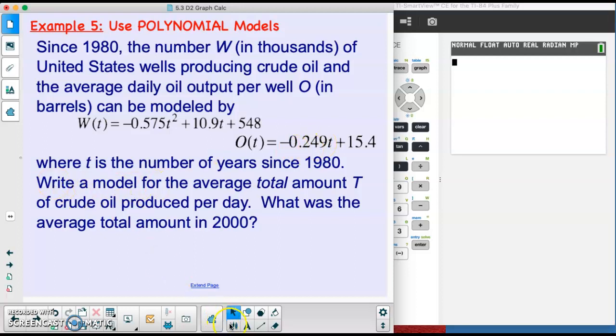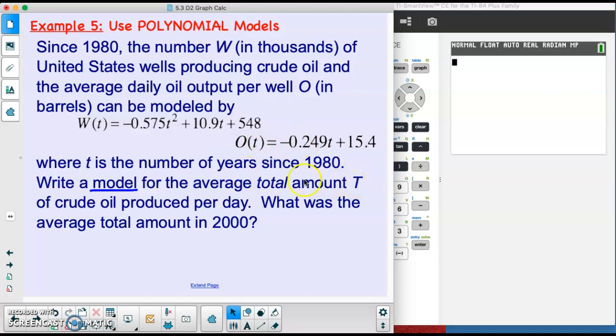What I'm trying to do is write a model. So I'm going to write a model for the average total amount, T, of crude oil produced per day. And what was the average amount in 2000? So first off, let's start by writing that model. Now, total amount, if I have the number of wells and the daily output per well, I have this many wells and this much output per well. To find the total, I simply would multiply them together. If I had 15 wells and every day I got 40 barrels, I would do 15 times 40 to find the total in the United States.